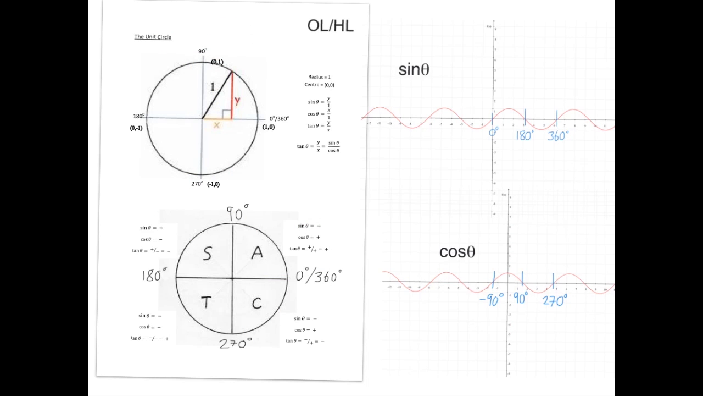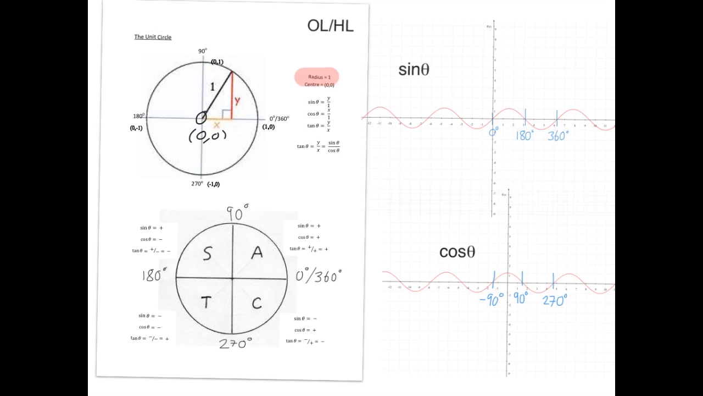So now I'm just going to talk a little bit about the unit circle and this very important CAST circle that we see down here. So the unit circle is made up of a couple of facts. It has a radius of 1 and is centered at the point (0, 0). So this point here is (0, 0).